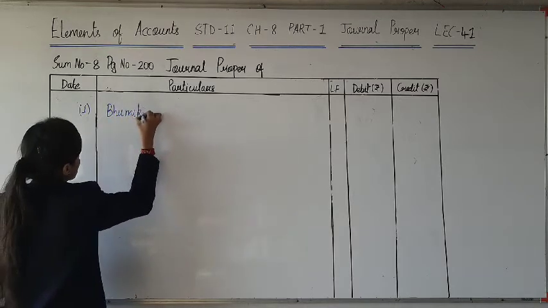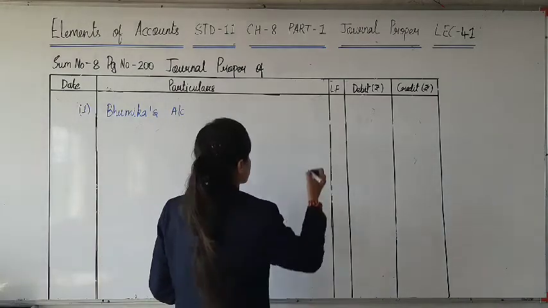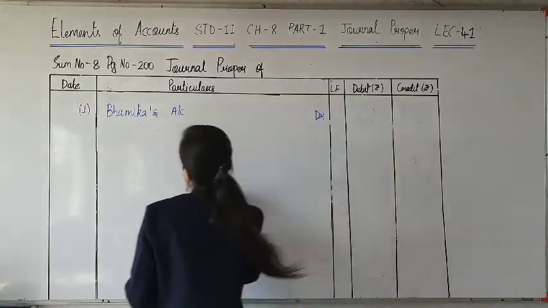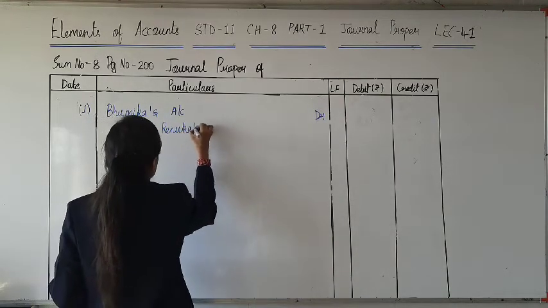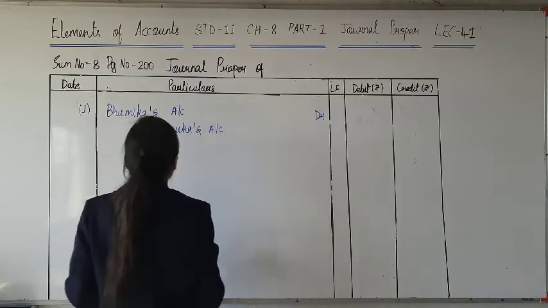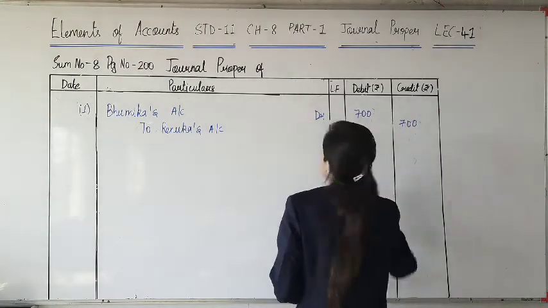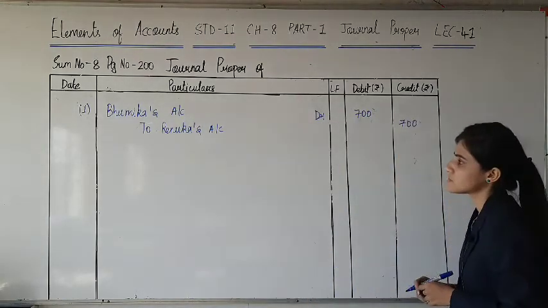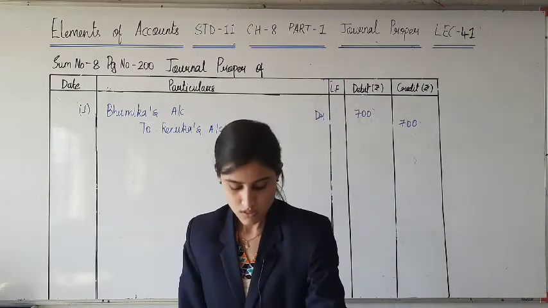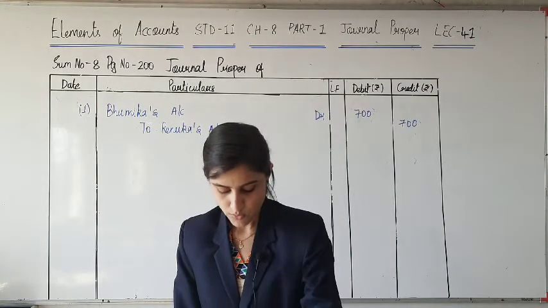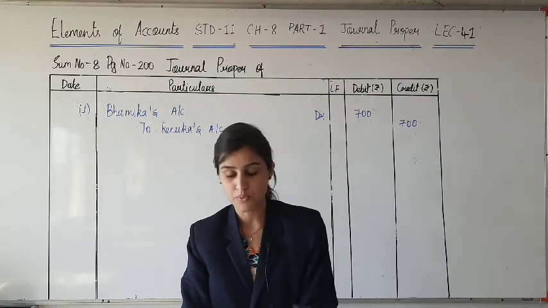Bhumika's account debit $700. All right. Next, rupees 1000 received from Updesh for bad debt written off in the past, which is credited to Updesh's account.